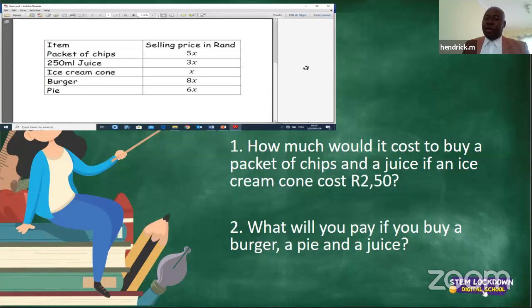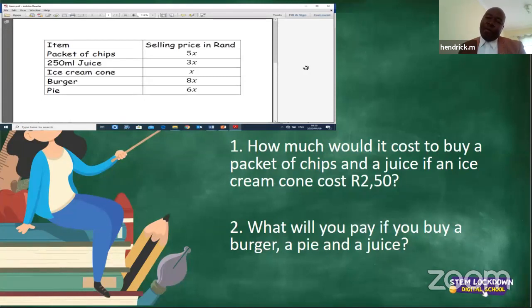Well, we seem to have lost Nicole, but the idea and the method that she has used is the correct method. Yes, I fully agree with you. You substitute 2.50 for every value of x. And of course, there are two ways in which you can do this. You can substitute for your burger 2 times 2.5 times 8, and so on and so forth.